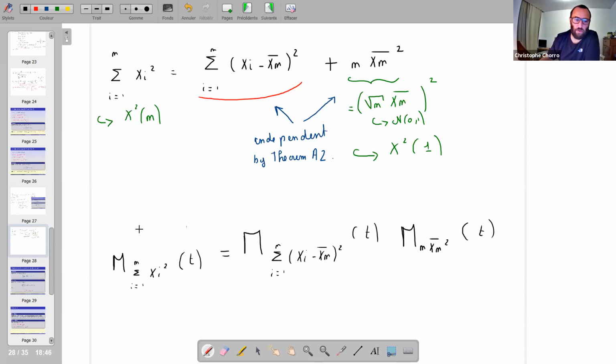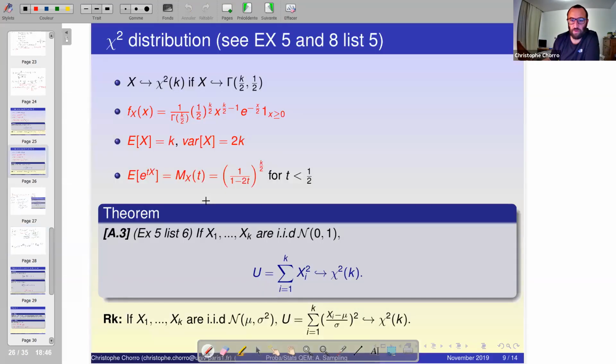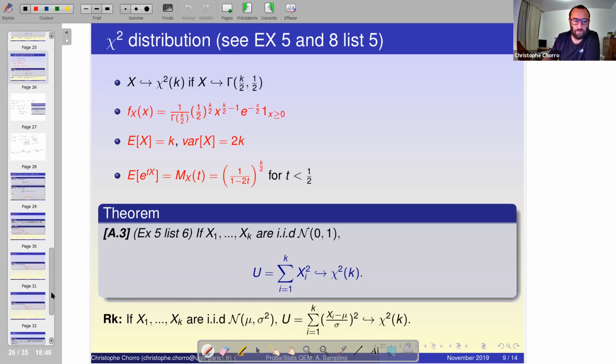So I know what this moment generating function is, because it is the moment generating function of a chi-square of parameter n. Here it's the chi-square of parameter k, but in my previous slide I have the chi-square of parameter n. It is well defined for t strictly less than 1/2, and I obtain 1 over 1 minus 2t to the power k over 2.